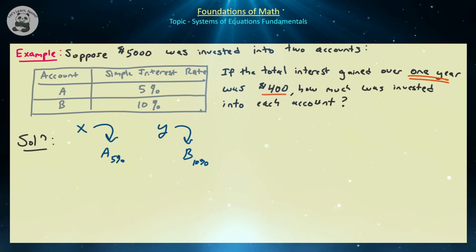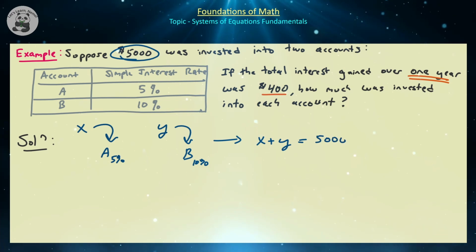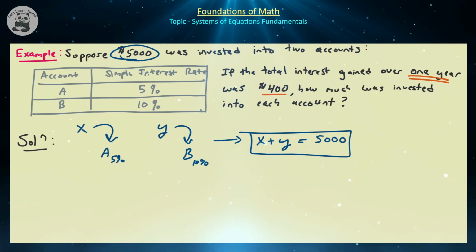So notice that we know that the total of X and Y is $5,000, so we know that X plus Y is going to be 5,000. We just don't know how much is allocated to A and how much is allocated to B, but we do know the total of those two allocations, right? So this is the first equation that we have.